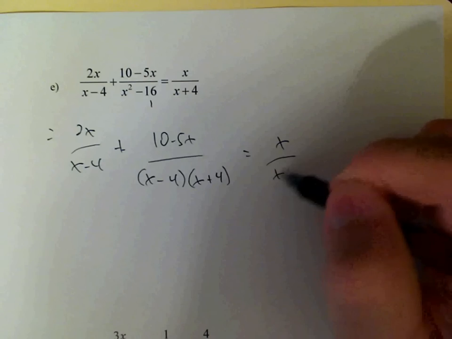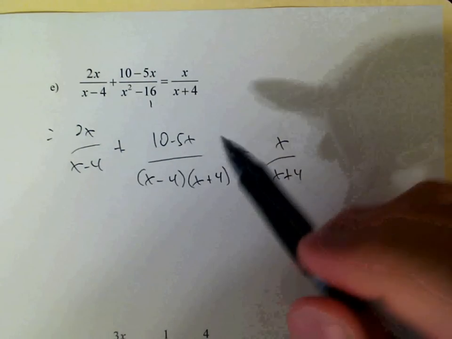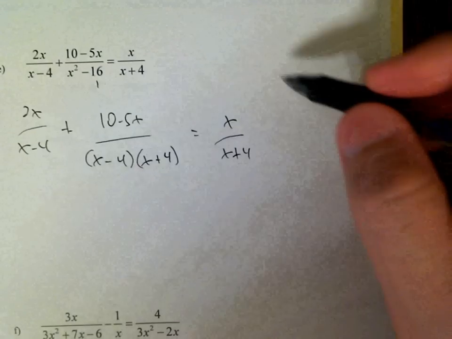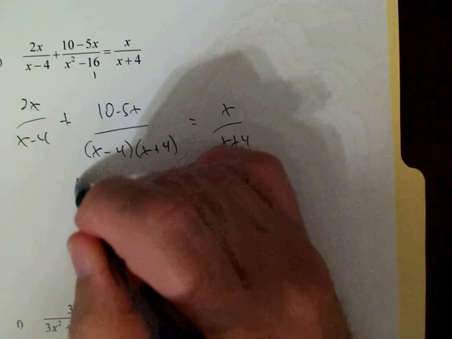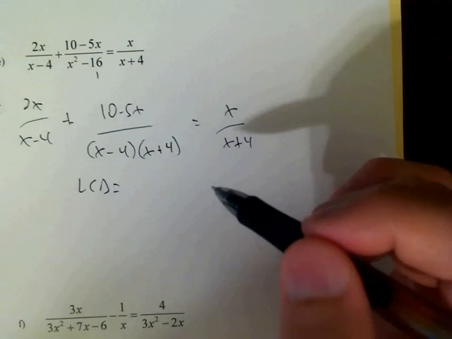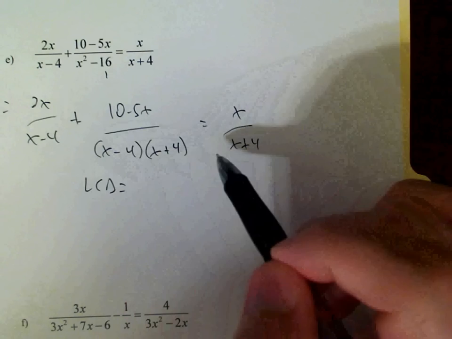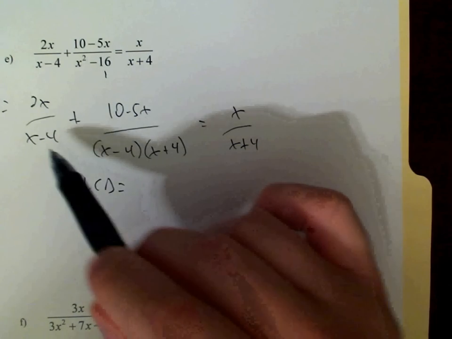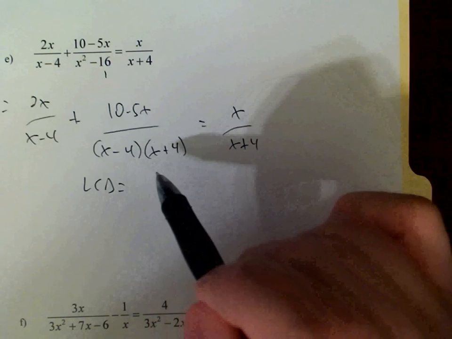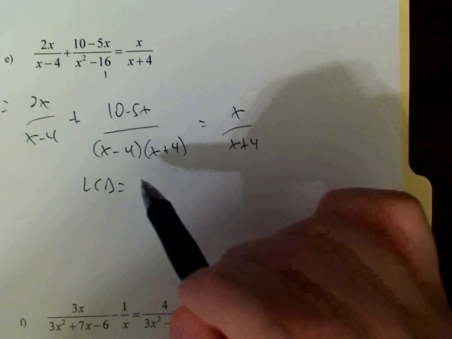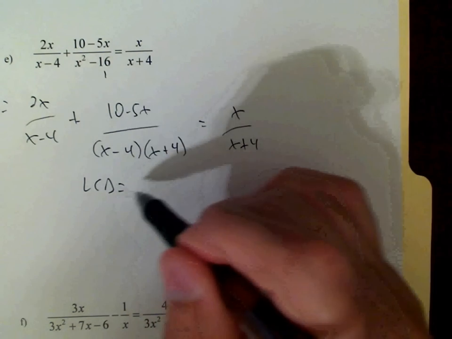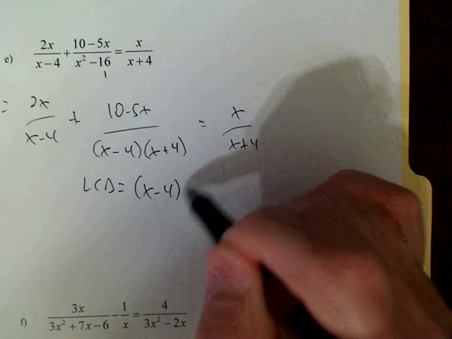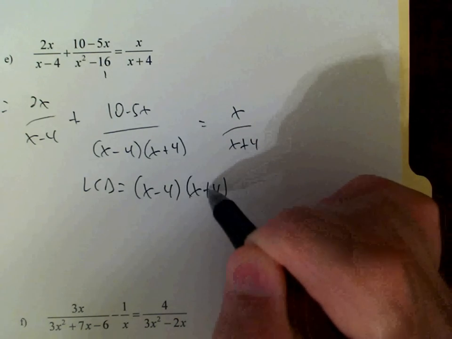And something else that's special about how it factors. Guess what the LCD is going to be? Now we're going to have an x minus 4 and an x plus 4. There's only one in either fraction. Only one x minus 4 in either fraction, only one x plus 4 in either fraction. So therefore, our LCD is x minus 4 times x plus 4.